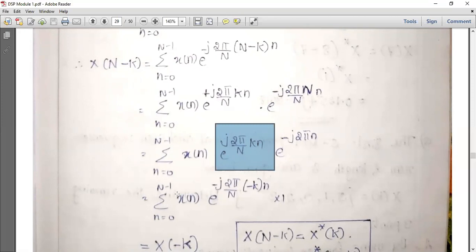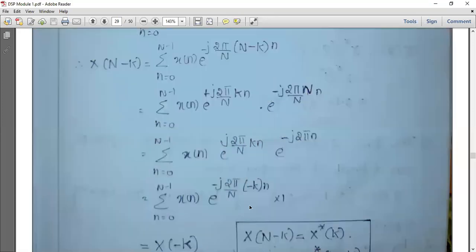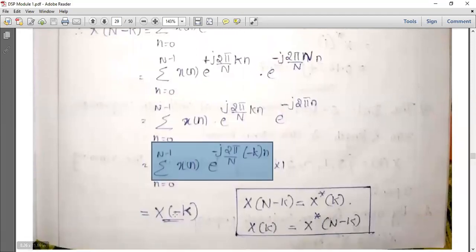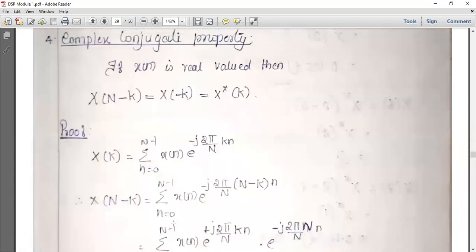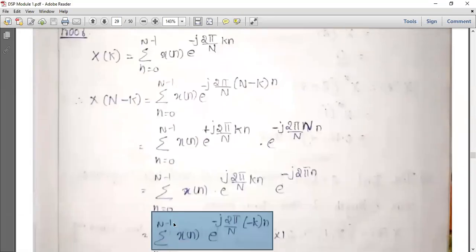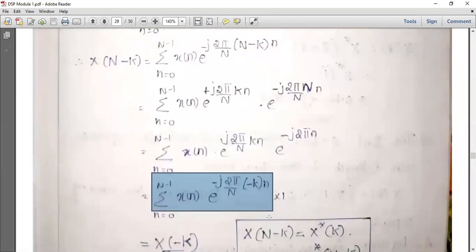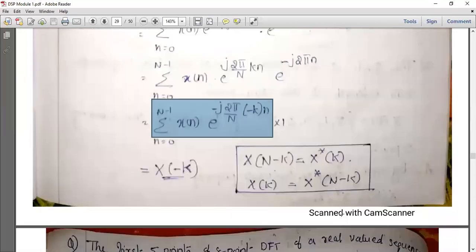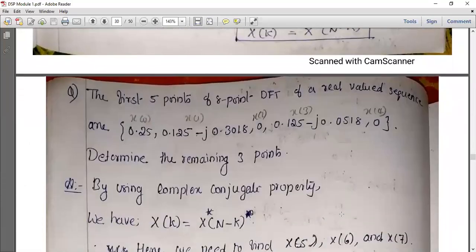So we have, this is the general form, the general equation of the DFT of x of minus k, that is equal to x of minus k, which is equal to x conjugate of k. This is the complex conjugate property, that is x of N minus k is equal to x conjugate of k, and inversely it is true, that is x of k is equal to x conjugate of N minus k. Now we can discuss some problems based on this property.